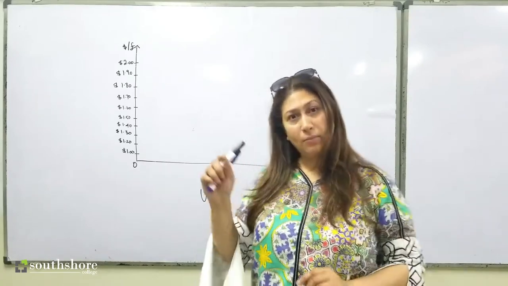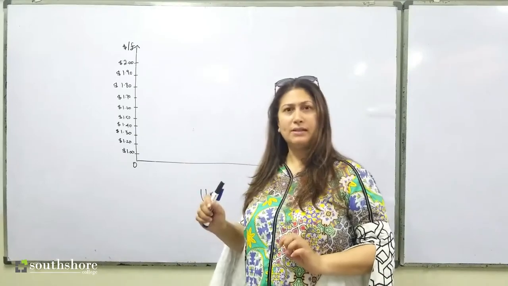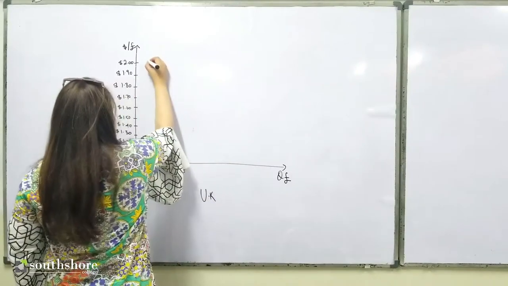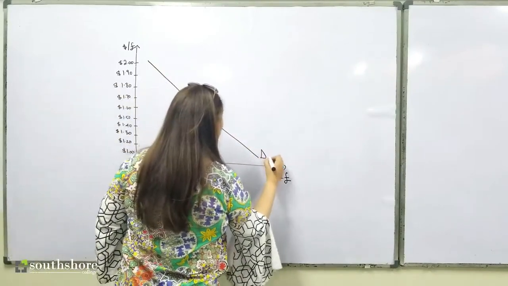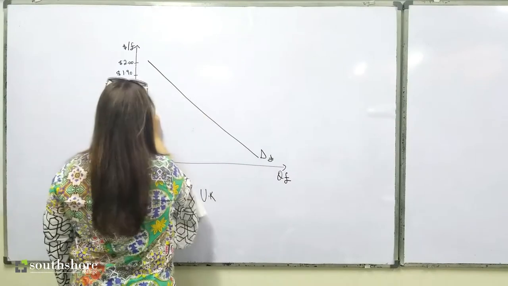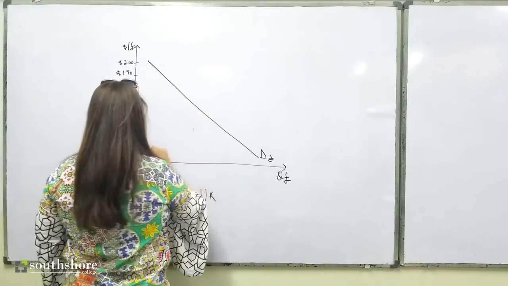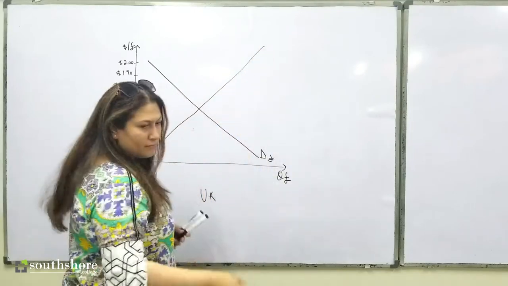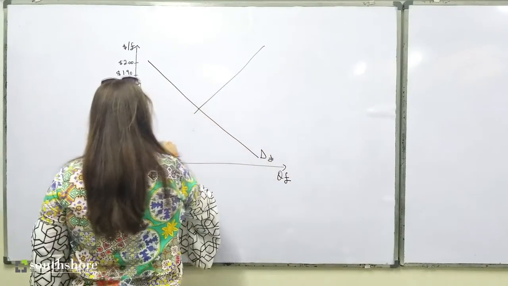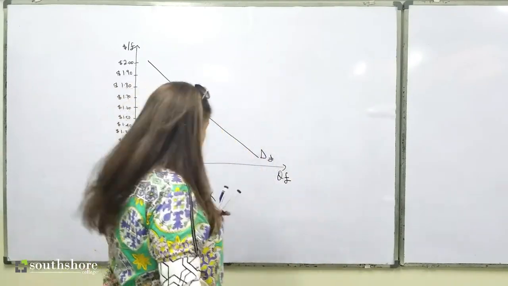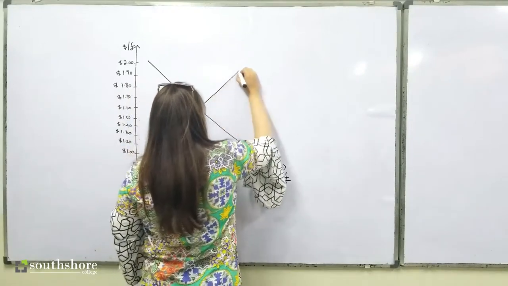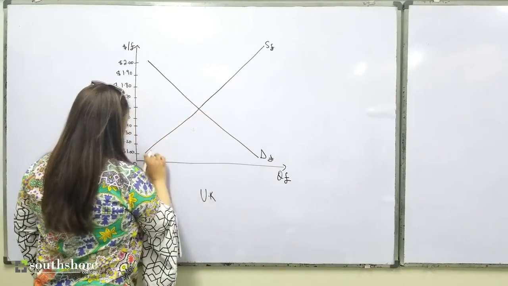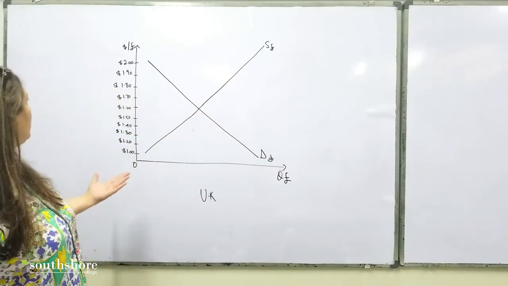Alright, so this is what we're going to do. I'm going to draw in the demand and supply curves. And then I'm going to show you what the demand and supply of this currency stands for. So I've drawn in the demand and supply curves that look like regular demand and supply curves.